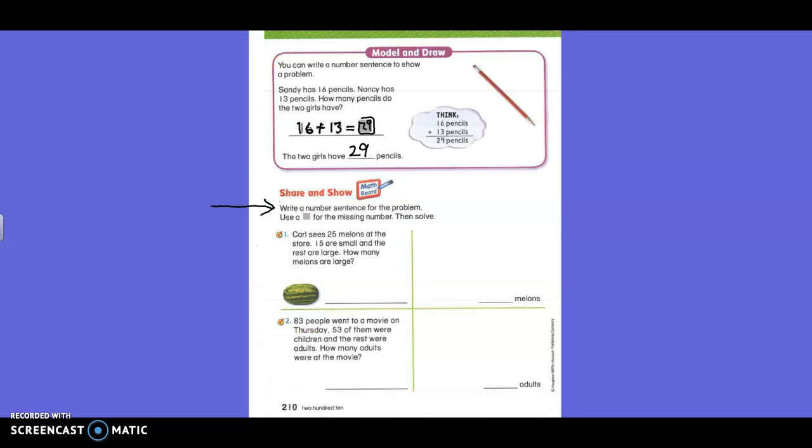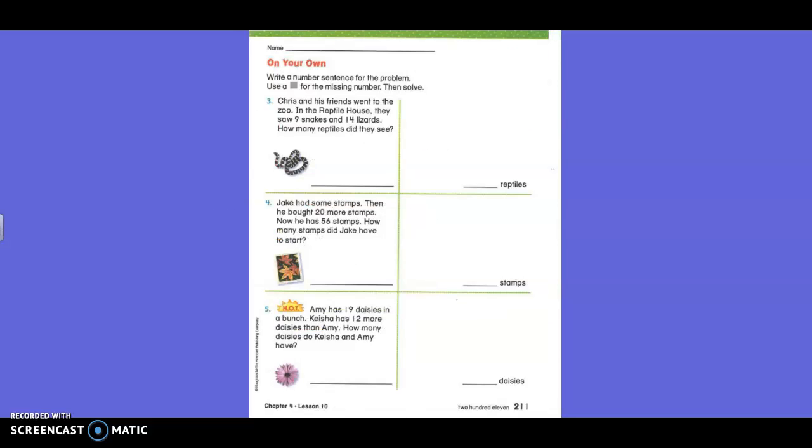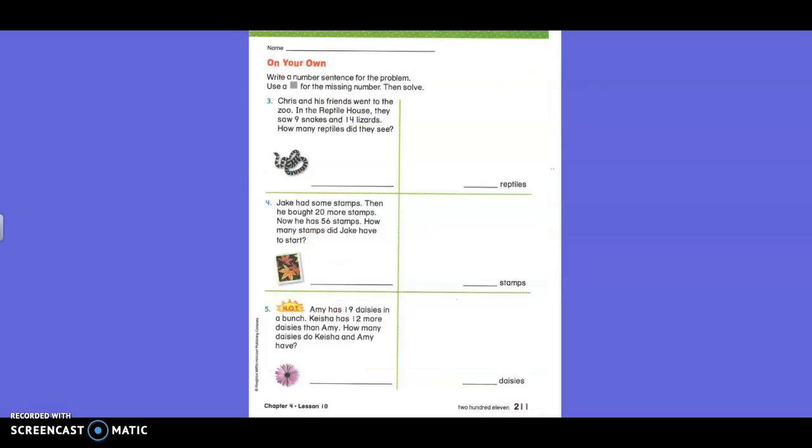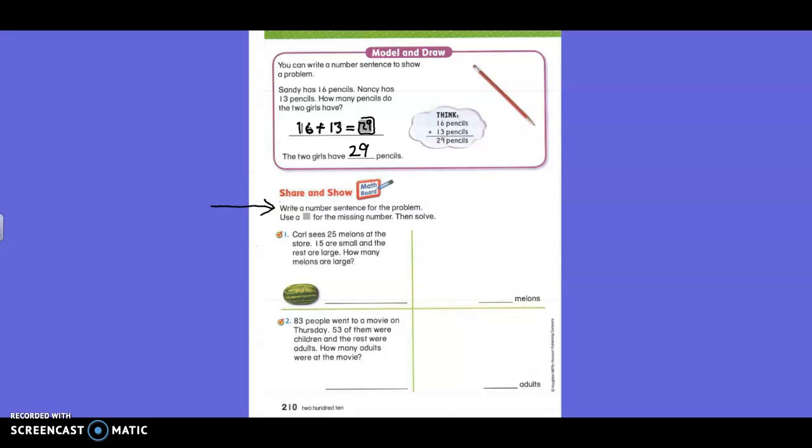We'll do these two together on share and show. I'll let you do the others on your own with a partner, and the back side will be by yourself, and the homework will be by yourself. Maybe just one together, and then you can do number 2 together with your partner. Okay, let's do it.